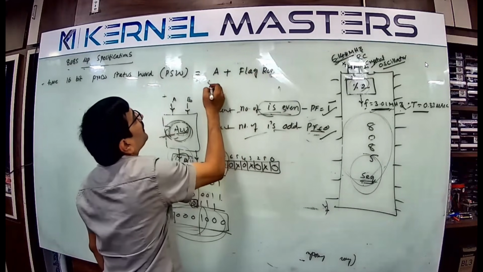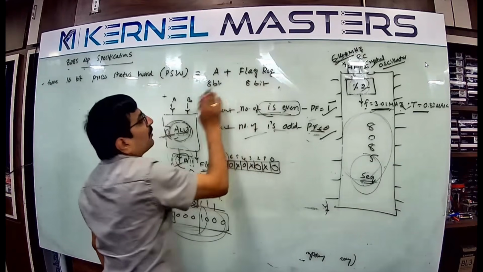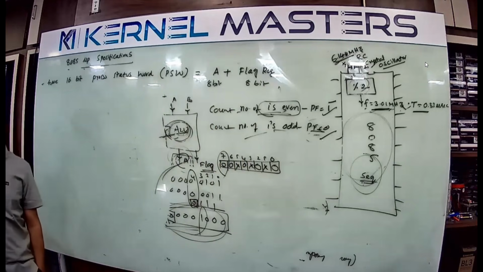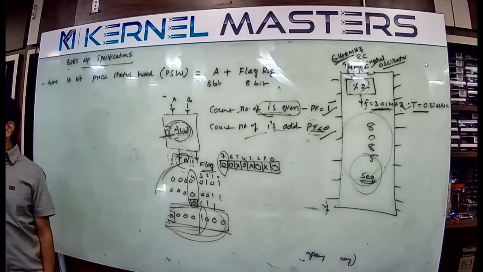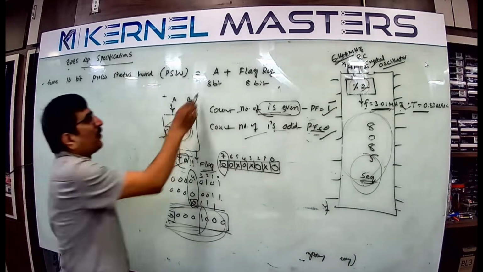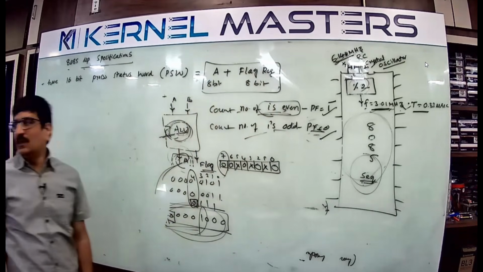The accumulator is 8-bit. The flag register is 8-bit. So there is no separate PSW register. The combination of A plus the flag register is what is called PSW. They are both together an 8 plus 8, 16-bit register.